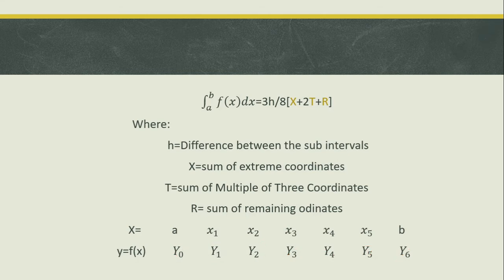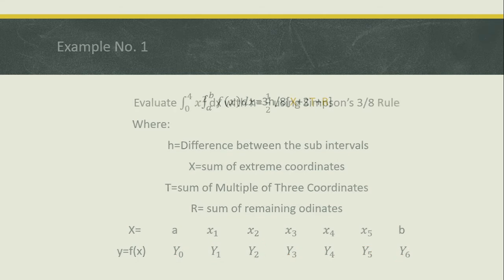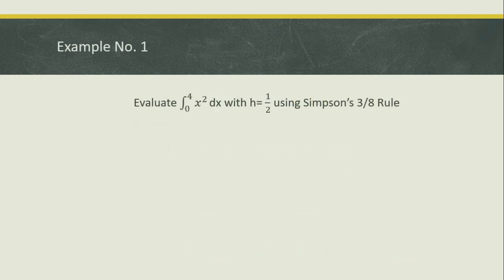So let's move on. For our first example, evaluate integration from 0 to 4, x squared dx with h equals 1 over 2 using Simpson's 3-8 rule. So here's Denver to explain the first example.